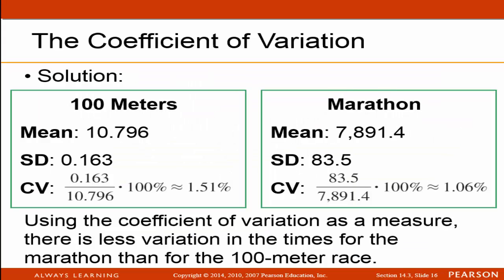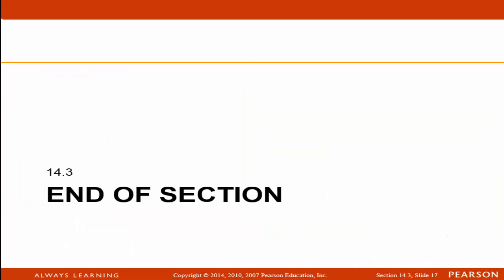The first thing we do is find the mean for the 100 meters and the marathon. You don't always have to have the same units, and that's one of the reasons we use the coefficient of variation. The standard deviation for the 100 meters is 0.163, and for the marathon it's 83.5. The CV for the 100 meters is 1.51%, and the coefficient of variation for the marathon is 1.06%. Using the coefficient of variation as a measure, there's less variation in the times for the marathon than the 100-meter race. And that's the end of section 14.3. Thank you.